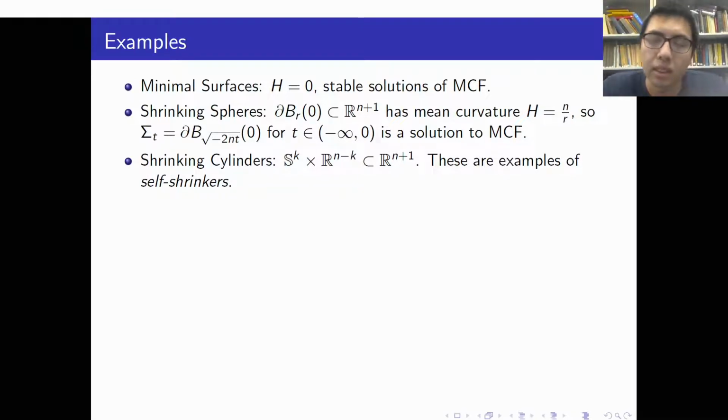And self-shrinkers, as some of you might know, are singularity models, potential blow-ups for mean curvature flow, and they are of central importance, I guess, in the study of mean curvature flows.